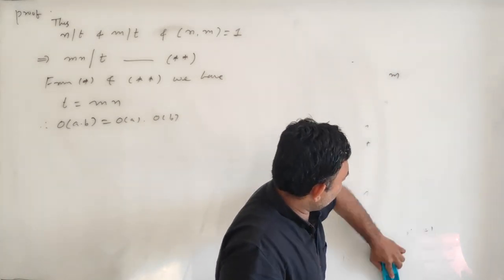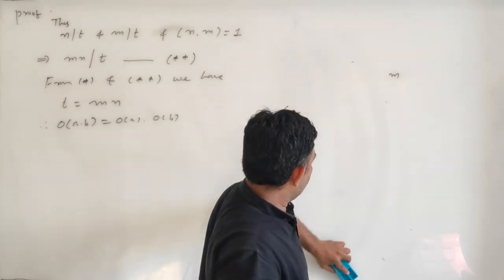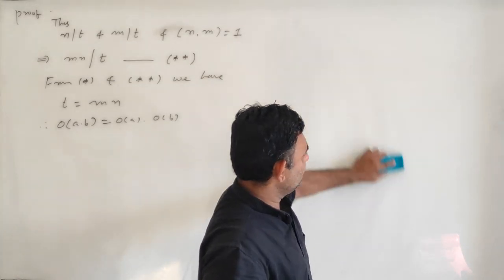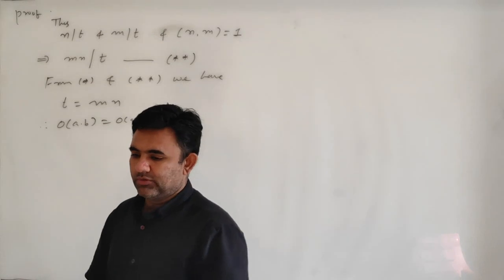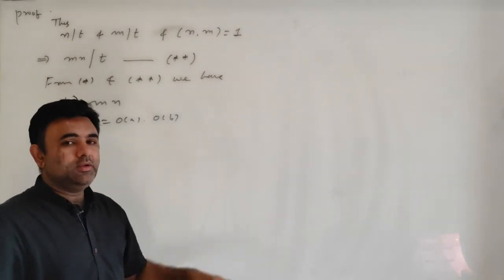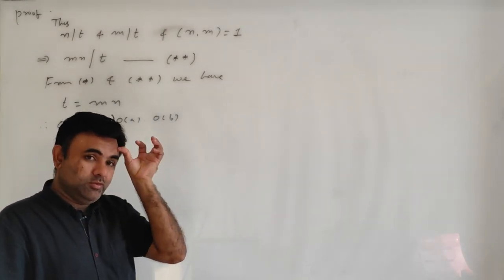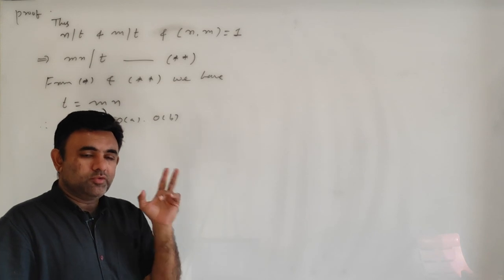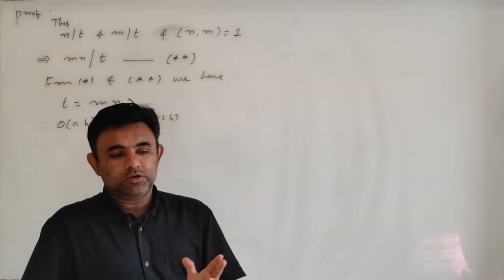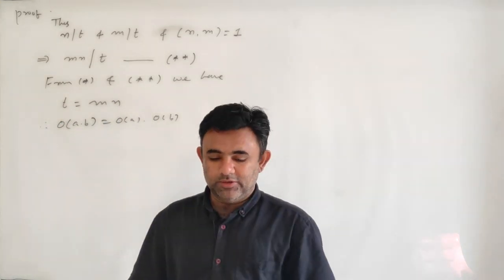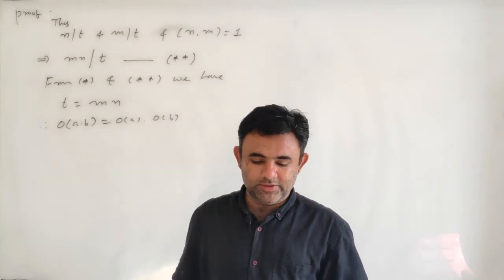So here commutativity is required. Commutativity of A and B is required. For two elements that commute, the order of AB can be equal to the order of A into the order of B. So for that you need the commutativity of A and B. That is one of the required conditions.